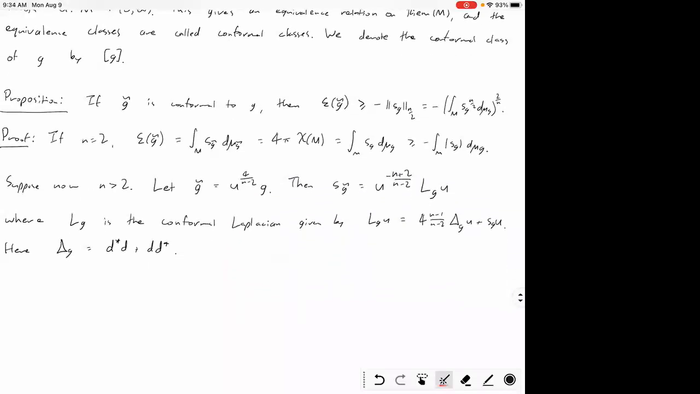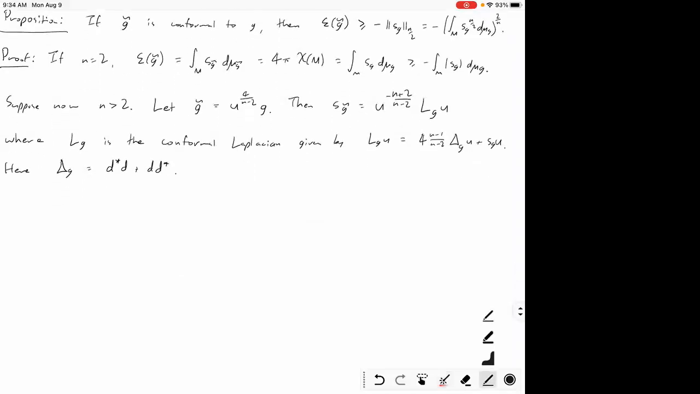Okay, so let's see how this knowledge of the scalar curvature of the new conformal metric allows us to prove this result. Let's look at what happens when we integrate the scalar curvature of the new metric. So now we have a formula for what the new scalar curvature is, so let's use that first.